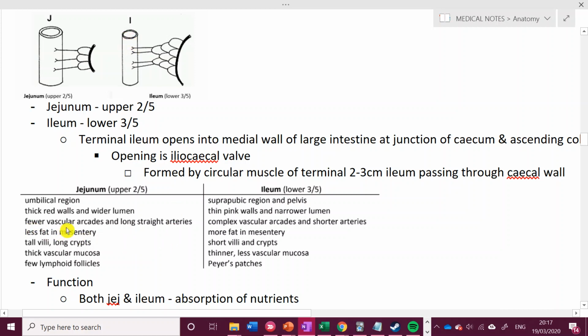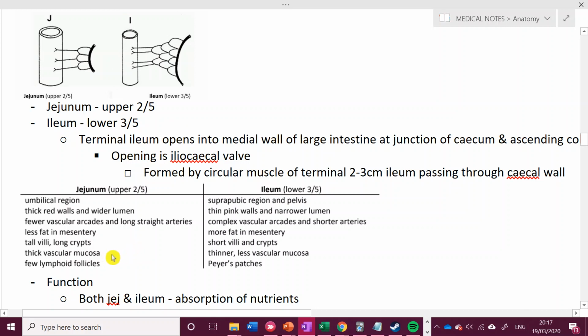The jejunum has a less complex blood supply, so it has fewer vascular arcades and more long, straight arteries, like these. The ileum has more complex vascular arcades as well as shorter arteries. There's less fat in the mesentery of the jejunum, but more fat in the ileum, and the ultrastructure is different as well. In the jejunum you have very tall villi with long crypts, which I assume gives it a larger surface area, whereas in the ileum you have shorter villi and crypts.